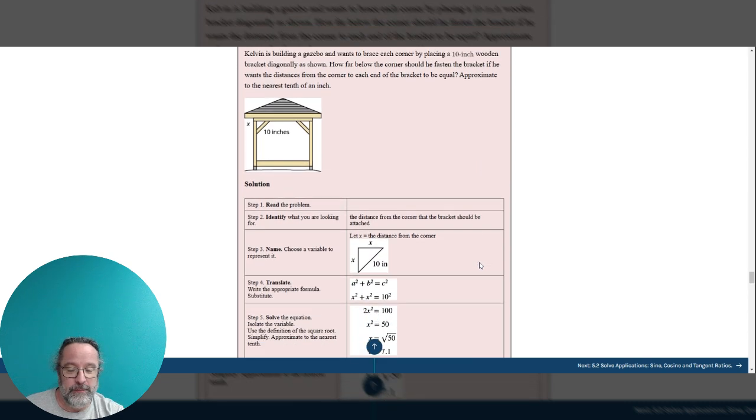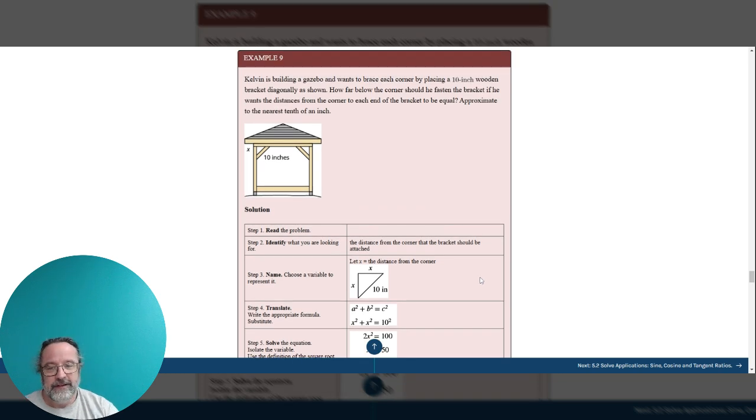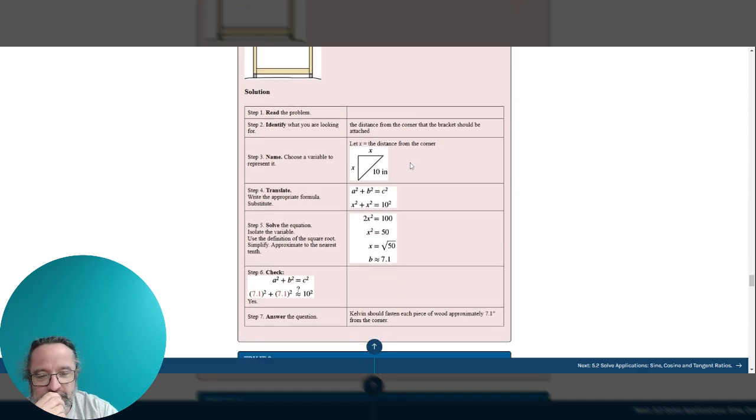Here they give you a gazebo, but don't get bothered by Kelvin building his gazebo. All we're interested in is the numbers here. Look, we have the triangles. We know the bracket here is 10 inches, and we have x. The problem asks how far below the corner should he fasten the bracket if he wants the distances from the corner to each end of the bracket to be equal, approximated to the nearest tenth of an inch. Since we know our legs are going to be identical, we'll call them both x.